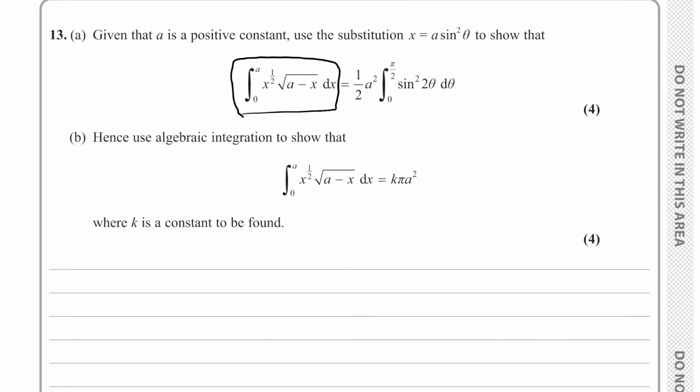So when we're doing integration by substitution, we need to change the limits. So when x is a, what is theta going to be? When x is a, a equals a sine squared theta. Divide both sides by a. Square root.